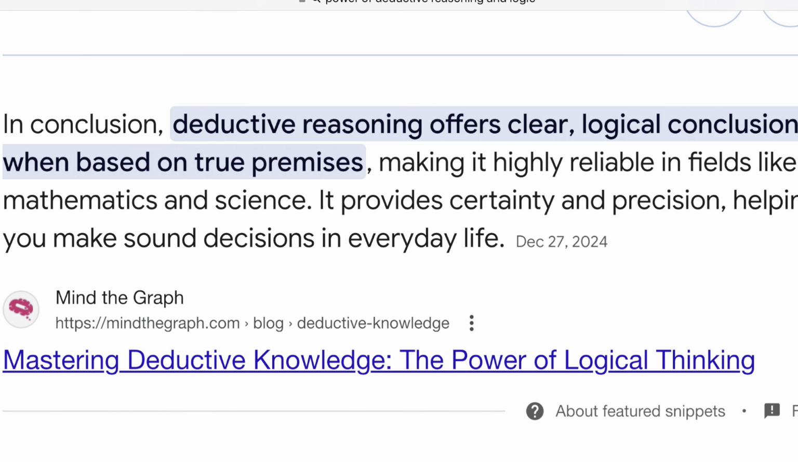One powerful benefit of studying geometry is that it teaches you deductive reasoning, which offers clear logical conclusions when based on true premises, making it highly reliable in fields like mathematics and science. It provides certainty and precision, helping you make sound decisions in everyday life.